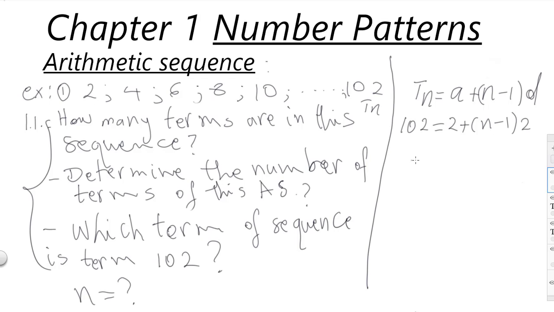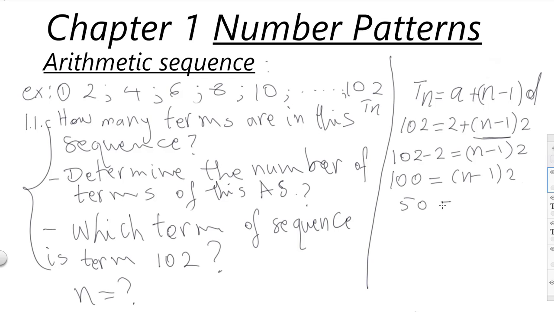Now you can continue. Now look at what I'll do here. The first thing here, I'm looking for n. N is here, so I have to remove this first and then remove this. Then I will find this. When I transpose here, I will have 2 minus 2. Then I have n minus 1 and a 2 is there. When I minus this, I will have 100. And then I will divide both sides by 2. So we have 50.